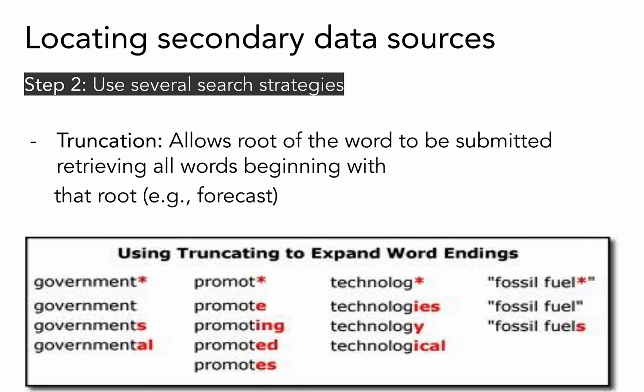Truncation is another useful search strategy. It allows you to look at all possible endings of a word that start with the same stem or root of that word. For example, if you're looking at any technological developments, you could type in technolog and then put a little asterisk, and then it'll generate different outcomes of that same root of the word: technologies, technology, technological, and so on.